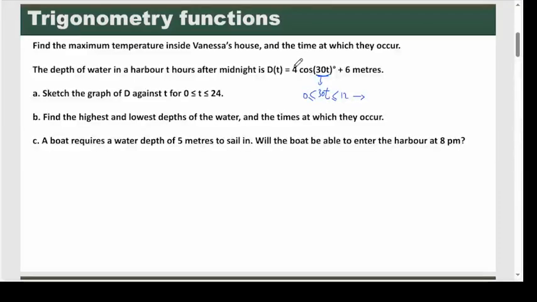This number here will affect my amplitude. That means if my amplitude was between -1 and 1, this times I multiply by 4 is between -4 and 4. How far it goes up and down. And the number after my cosine that we add here will move my graph 6 units up, exactly 6 units.